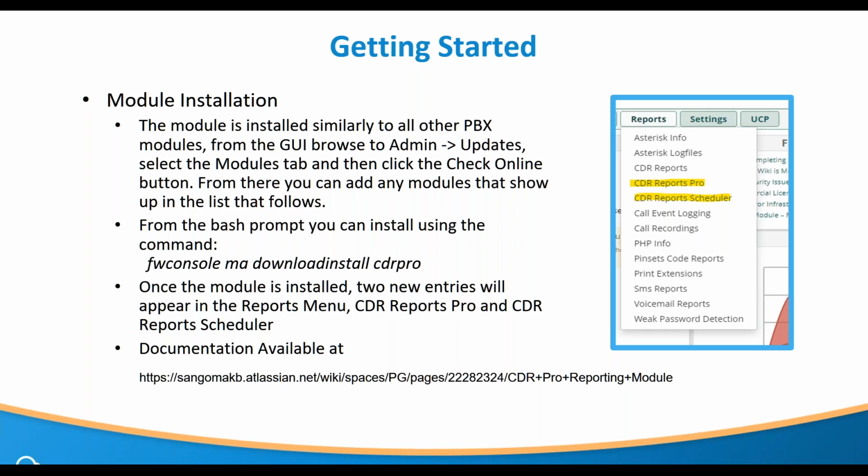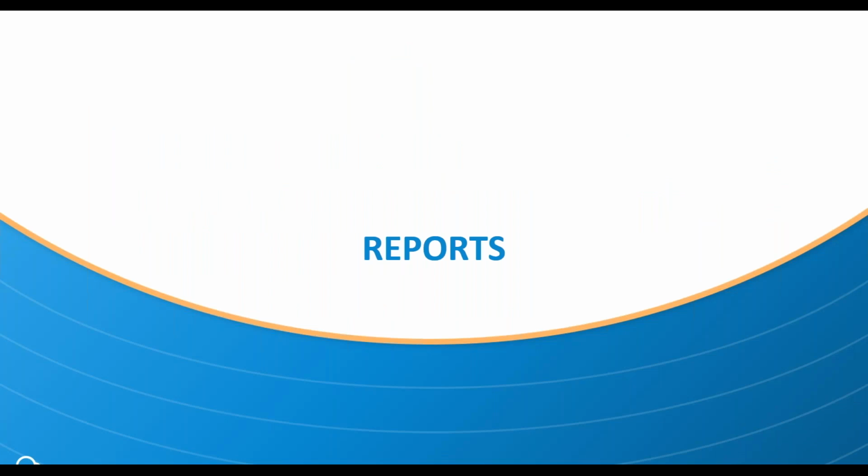We have full-blown documentation for this module, which is available on our wiki. The wiki has now moved to sangomakb.atlassian.net. When you go to the PBXact section on the Sangoma wiki, you go to Commercial Modules, and there you'll find the CDR Pro module guide. It is a full-fledged wiki page with a lot of information if you struggle installing this module. On top of that, of course, you will have a support contract valid for PBXact. If you have any difficulty, you can reach out and open a support ticket with us as well.